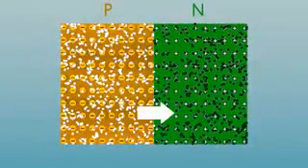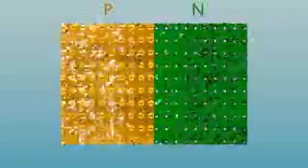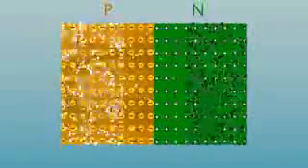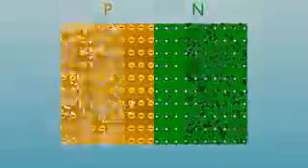The p semiconductor has a much higher hole concentration than the n semiconductor. Therefore, holes from the p region will diffuse into the n region. Similarly, electrons from the n region will diffuse into the p region. The diffusion of electrons and holes creates a region depleted of free charge particles, leaving behind the ionized impurities from which these charge particles come.